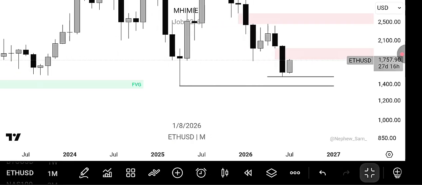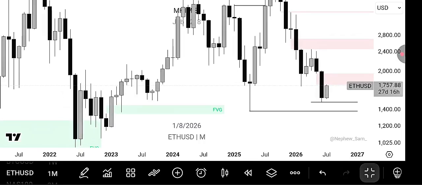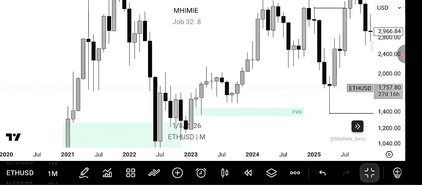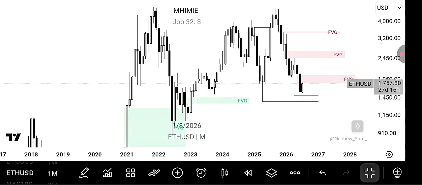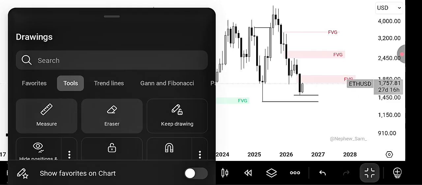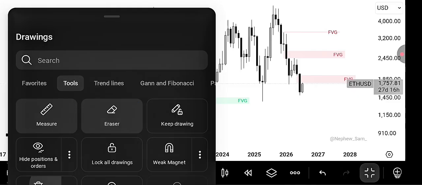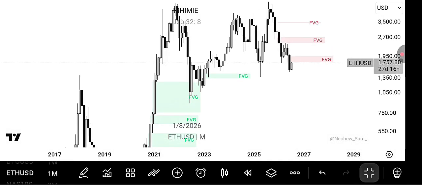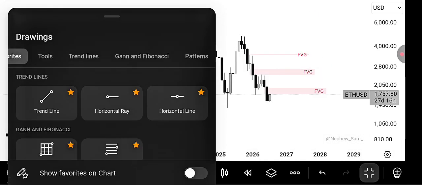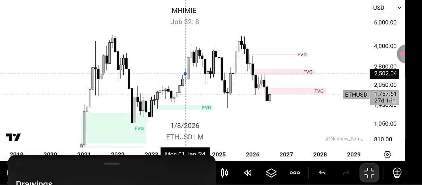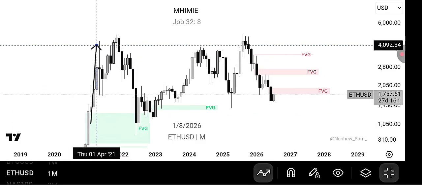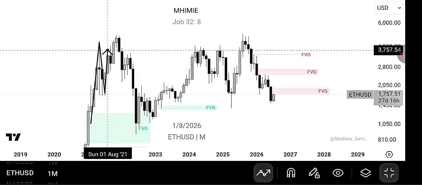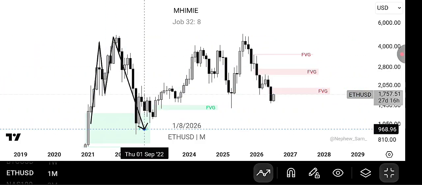So monthly time frame. All right, now let me take out all these joints. Let's understand Ethereum structure wise. Ethereum gave us this high, right? A pullback, a break of structure. Price took out the low.